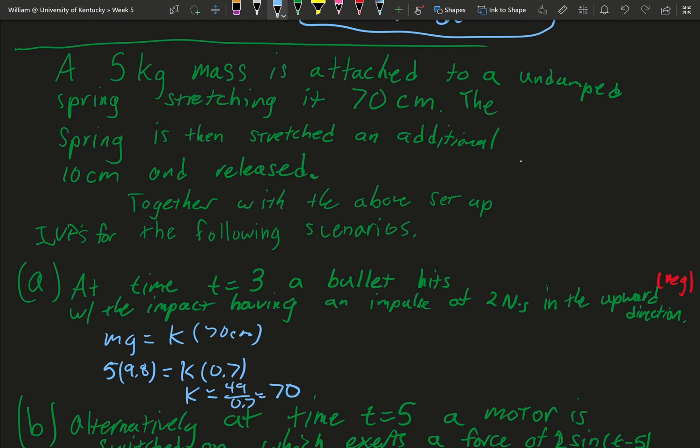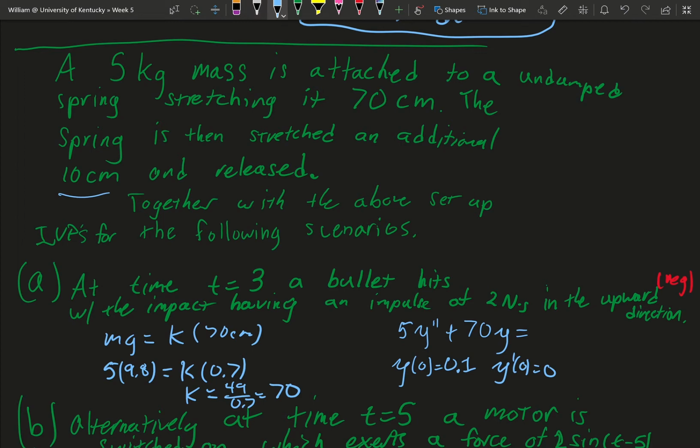Okay, so we have 5y double prime plus 70y, and we know it's stretched an additional 10 centimeters, so y of 0 equals 0.1, and released, meaning our initial velocity is 0. So we have the background, but we still haven't set it equal to something. It's not going to be set equal to 0 because we have this outside force.